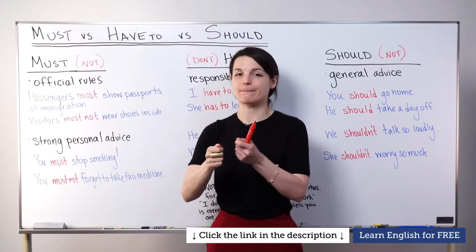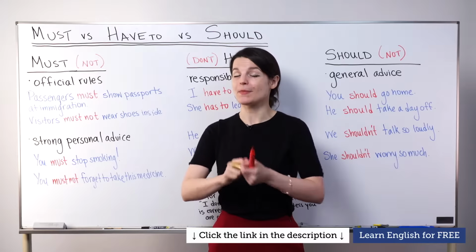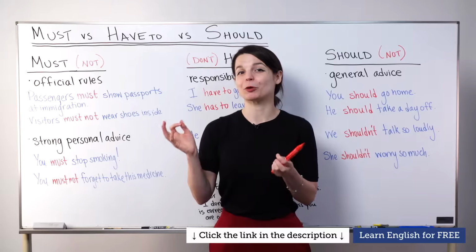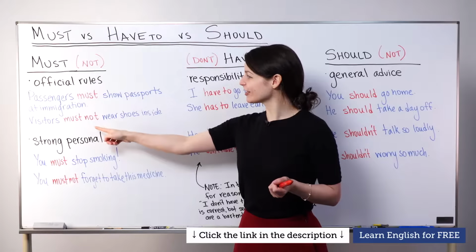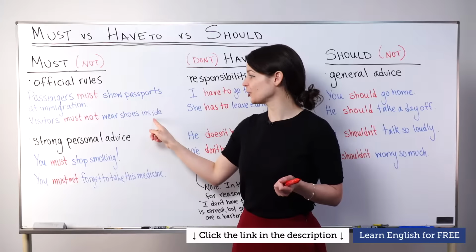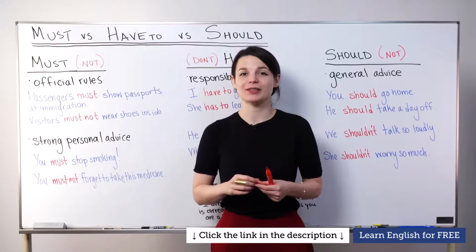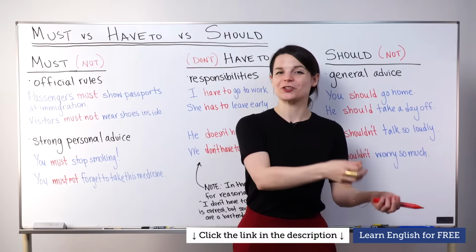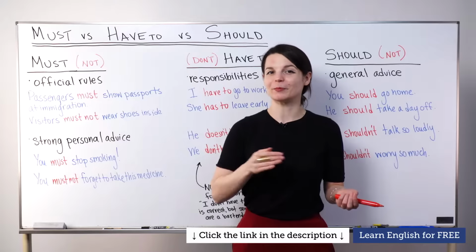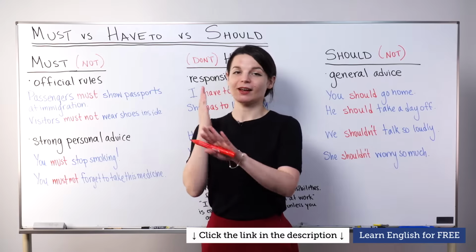All passengers must show. They have a responsibility. It's the rule. Must expresses this. It's a formal rule-like statement. Must not then. Visitors must not wear shoes inside. So that means visitors must take their shoes off before coming inside. So must not wear shoes inside means not allowed.